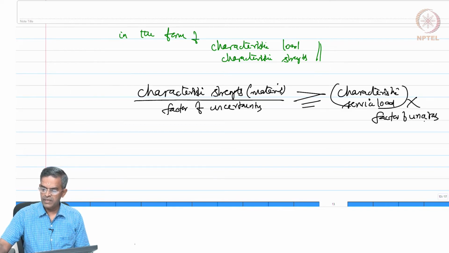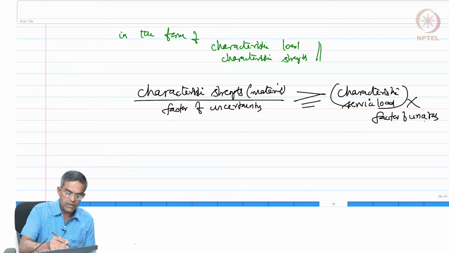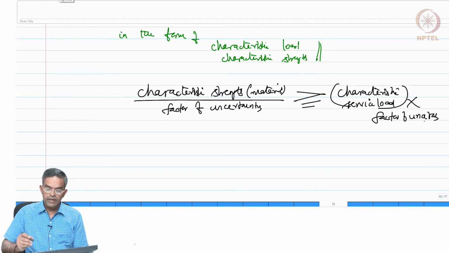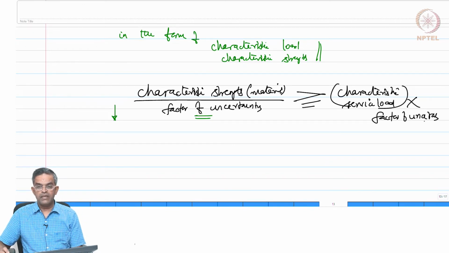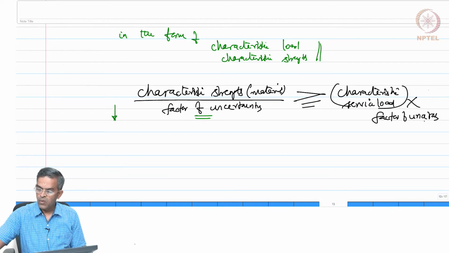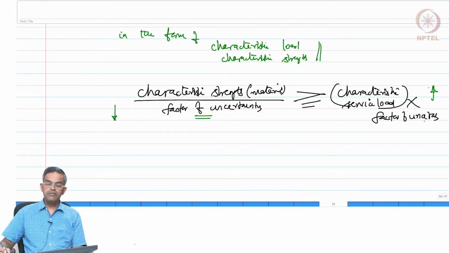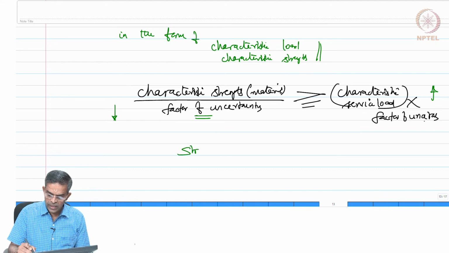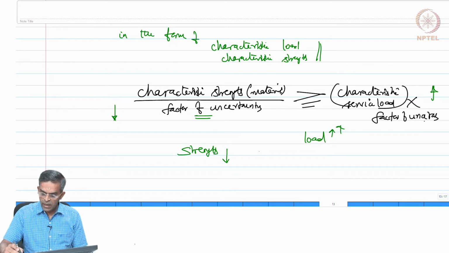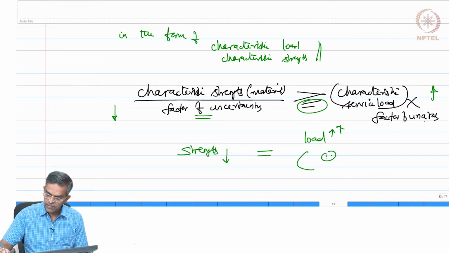Friends, please see here very carefully. As far as material is concerned, we decrease the strength, right, because we are dividing by the factor. Believe that the number is more than 1. As far as load is concerned, we increase the load, and this seems to be a very unrealistic procedure, because on one hand you decrease the strength, on the other hand you enhance the load, and then you say they are equal. This seems to be unacceptable, is it not?